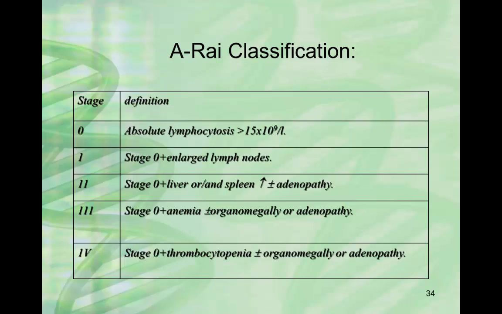You have stage 0, which has absolute lymphocytosis of more than 15,000 in blood and more than 30% lymphocytes in the bone marrow. Stage 1, you have stage 0 plus enlarged lymph nodes. Stage 2, stage 0 plus hepatomegaly or splenomegaly. Stage 3, this is stage 0 plus anemia with hemoglobin less than 11, and of course, organomegaly and lymphadenopathies. And stage 4, you have stage 0 plus thrombocytopenia with platelets less than 100,000.